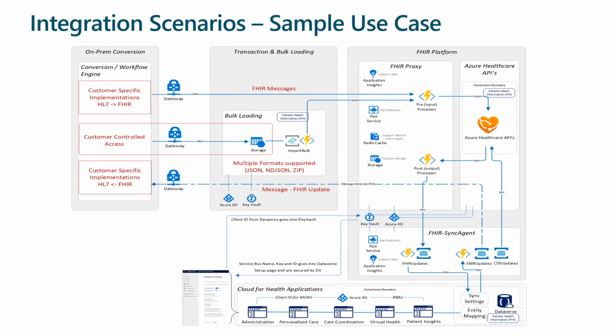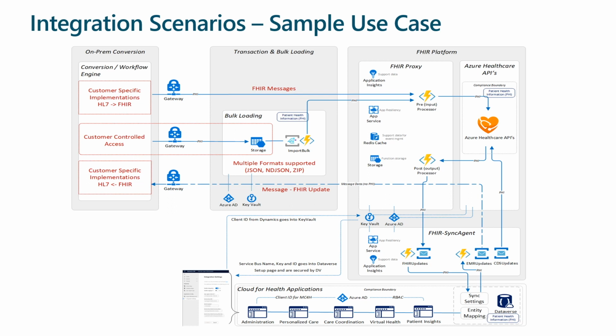Let's go through some sample use cases for the FHIR Sync Agent integrations. If you have either HL7 or FHIR resources coming from the EMR or EHR systems, you can convert them to FHIR using the FHIR converter, and those messages would go to the Azure API for FHIR through the proxy. Whenever that gets into the Azure Healthcare APIs, it posts back to the FHIR updates queue, which would eventually sync into the Dataverse through the sync agent.